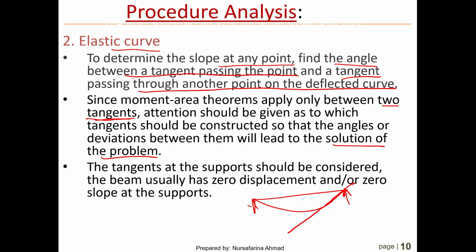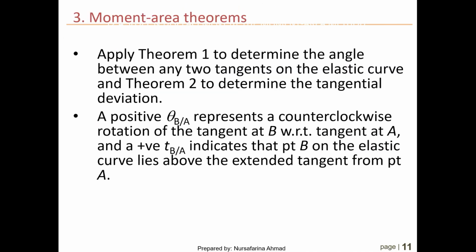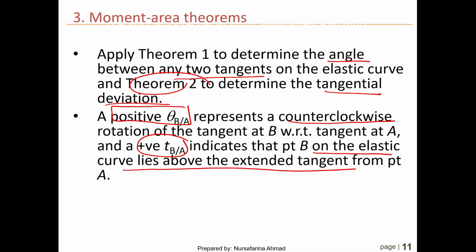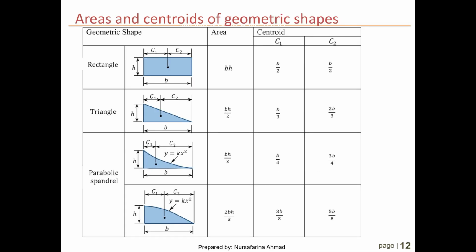The last procedure is the moment area theorems. Apply the first theorem to determine the angle between any two tangents on the elastic curve, and the second theorem to determine the tangential deviation. A positive theta B/A represents a counterclockwise rotation of the tangent at B with respect to the tangent at A, and a positive deviation t B/A indicates that point B on the elastic curve lies above the extended tangent from point A. Here is a table of area and centroid of geometric shapes.